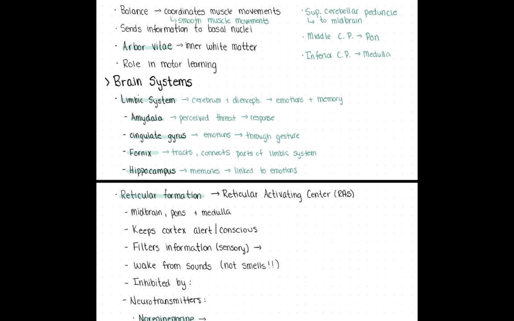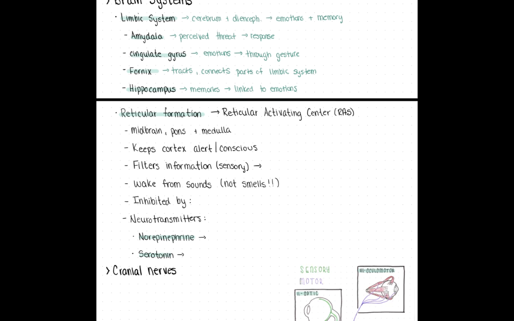And so we have one more system to talk about, and that is going to involve the reticular formation or the reticular activating center. This is going to involve little parts from all the different areas of the brainstem: midbrain, pons, and medulla. The overall function of this reticular activating center is to keep the cortex alert and conscious. That's its default function. It is constantly arousing and waking up that cortex and keeping it constantly conscious and aware.